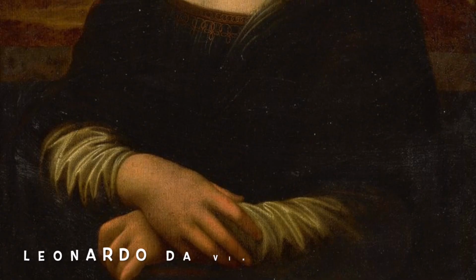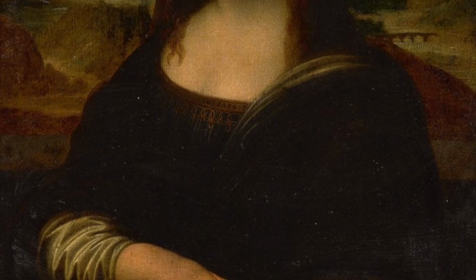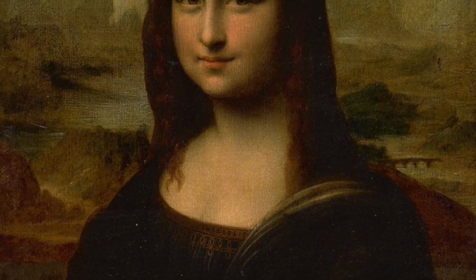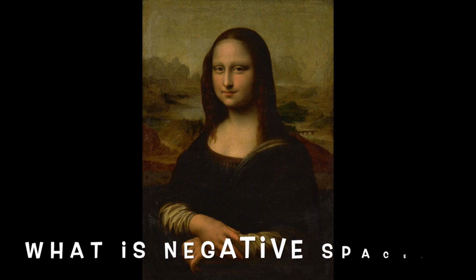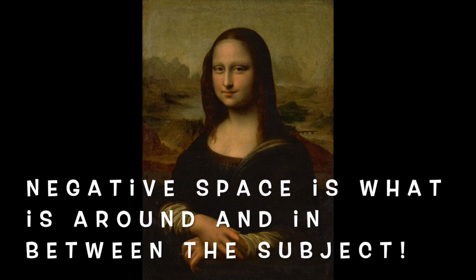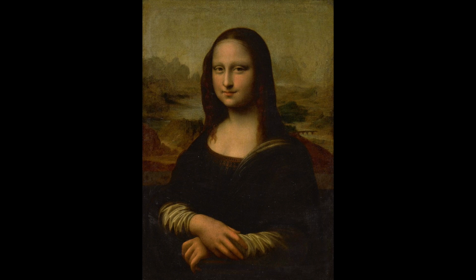Here's an example from Leonardo da Vinci. This is the Mona Lisa, and I'd like to ask you, what is the negative space in this work? Now, negative space is the area that is around our subjects. So in this painting, it would be the area behind Mona Lisa, that sky, and in the far back, those soft trees. But Leonardo da Vinci has used that area to give our eyes a place to rest.